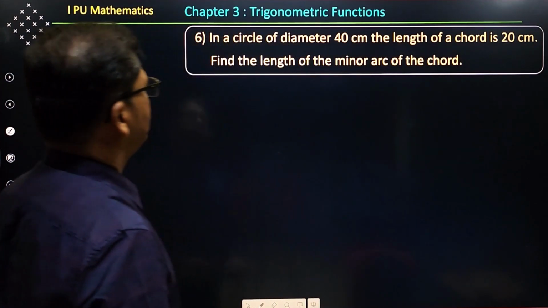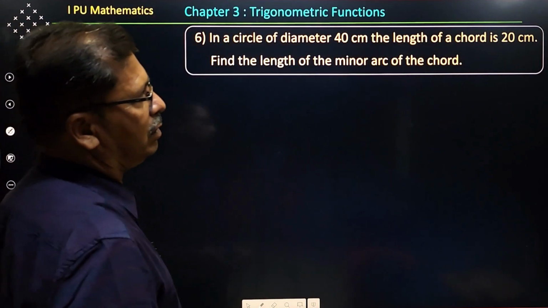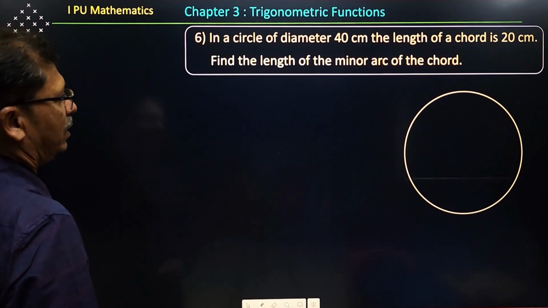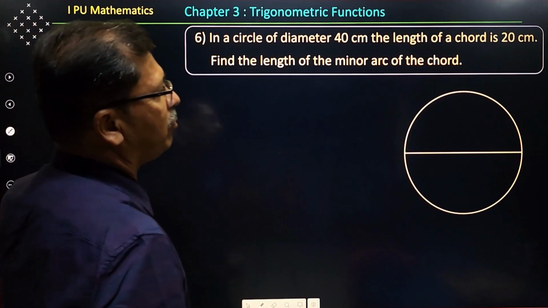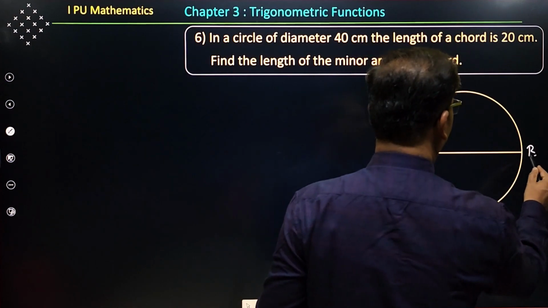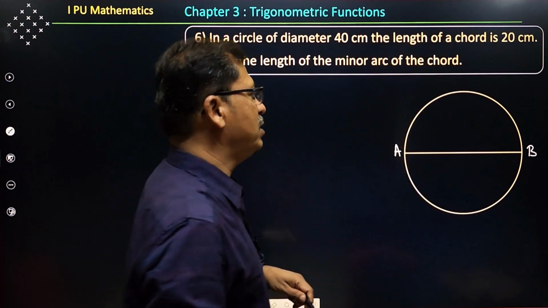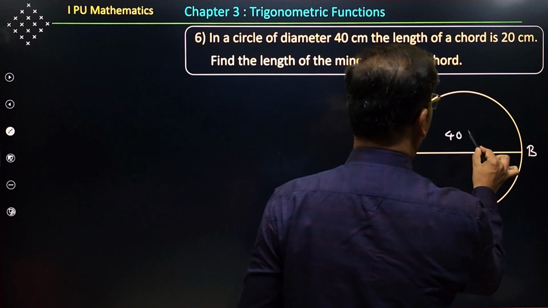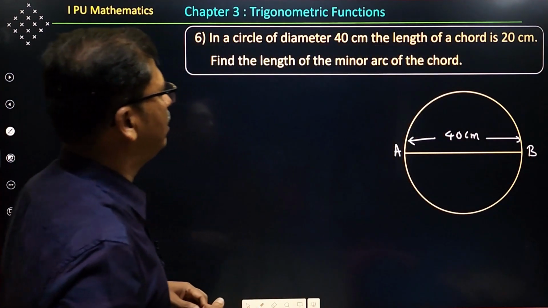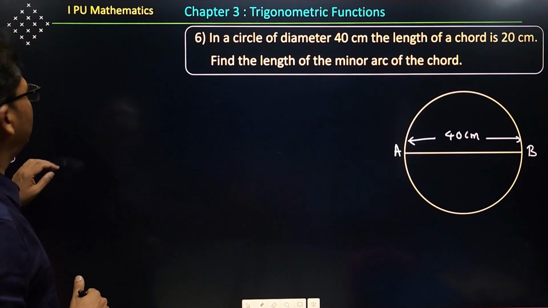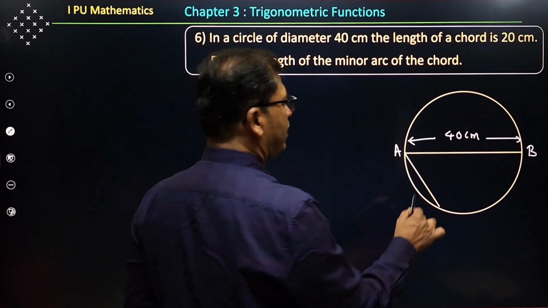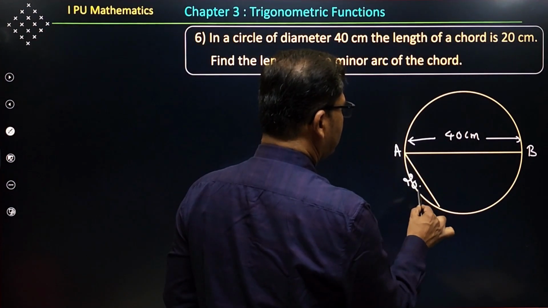Okay, let us move to the next question. In a circle of diameter 40 cm, length of a chord is 20 cm. Observe here, there is a circle. In a circle of diameter 40, see the diameter of this circle AB, this length is 40 cm. There is a circle whose diameter is 40 cm, and in it there is a chord whose length is 20 cm.